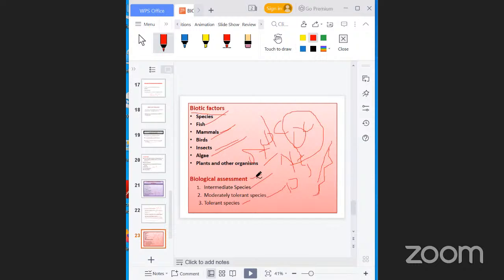Intermediate species we can denote as S, right? And moderately tolerant species are denoted by capital M, and tolerant species can be denoted by capital T. So intermediate is S, moderately tolerant is M, tolerant means T, right? So that is the biotic assessment, right?